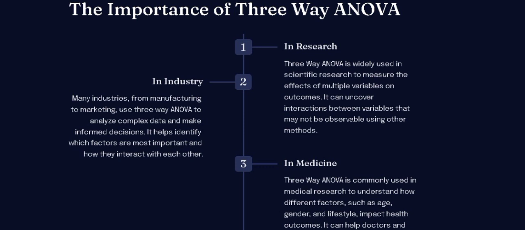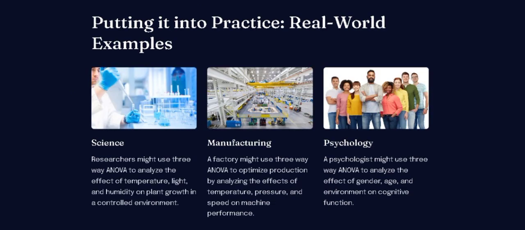In industry, many industries from manufacturing to marketing use three-way ANOVA to analyze complex data and make informed decisions. It helps identify which factors are most important and how they interact with each other. And in medicine, three-way ANOVA is commonly used in medical research to understand how different factors such as age, gender, and lifestyle impact health outcomes. It can help doctors organize treatment.